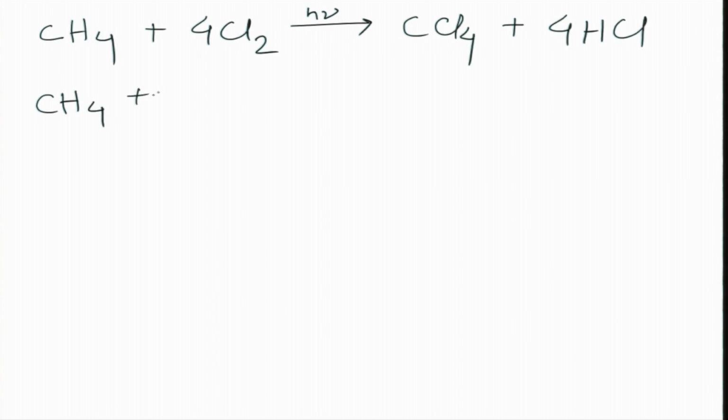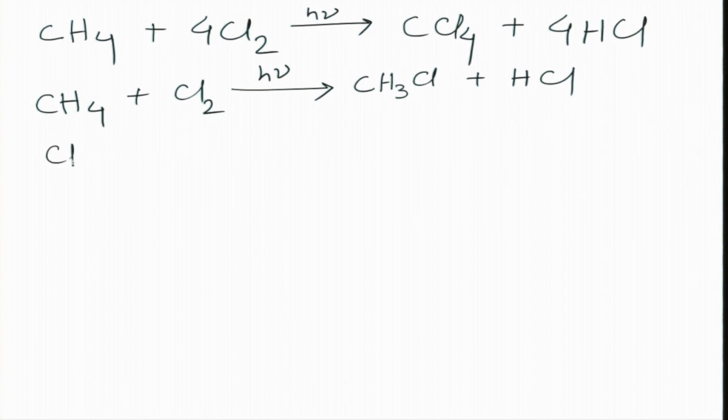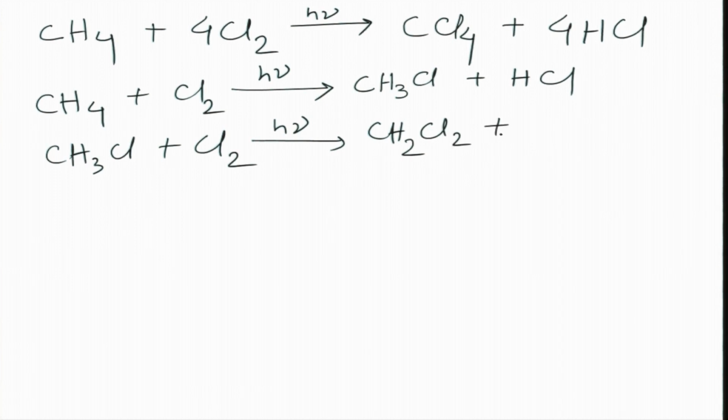At first, methane reacts with one molecule of chlorine and forms CH3Cl plus HCl. Okay. So, one hydrogen is replaced by one chlorine. Again, CH3Cl reacts with Cl2 and forms CH2Cl2 plus HCl. So, 2 hydrogens are replaced by 2 chlorines.